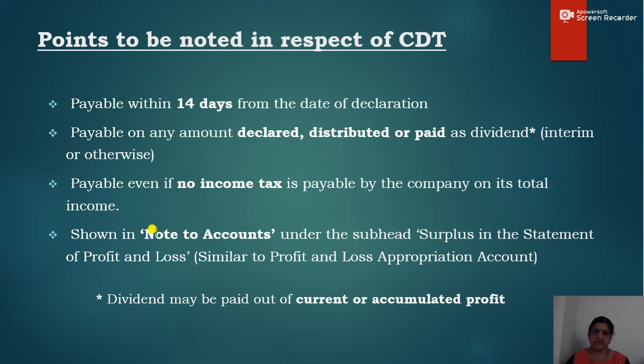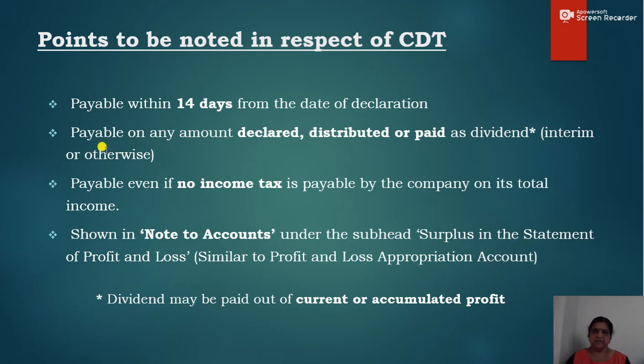Then this corporate dividend tax is shown in note to accounts under the subhead surplus in the statement of profit and loss. In the statement of profit and loss, we will be calculating the surplus or deficit. The surplus or deficit in the statement of profit and loss is similar to the profit and loss appropriation account. So usually in companies we prepare profit and loss account, profit and loss appropriation account and so on. The calculation of surplus or deficit in the statement of profit and loss is somewhat similar to the profit and loss appropriation account.